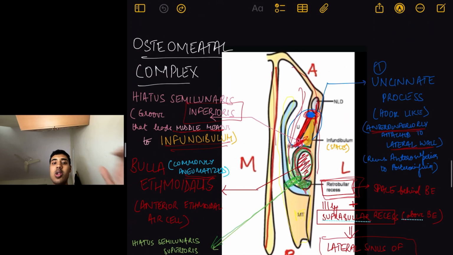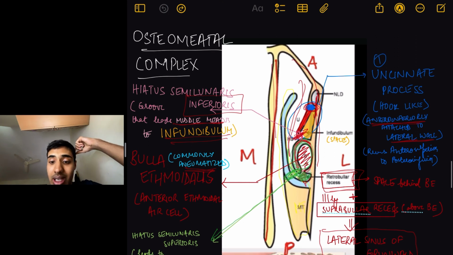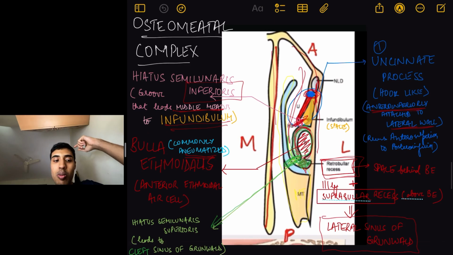So, what are all the components of the osteomeatal complex? The uncinate process, the infundibulum, the hiatus semilunaris superioris, the middle meatus, the middle turbinate, the bulla ethmoidalis, the hiatus semilunaris, superioris and inferioris, the retrobullar recess and the suprabullar recess together making the lateral sinus of Grunwald.